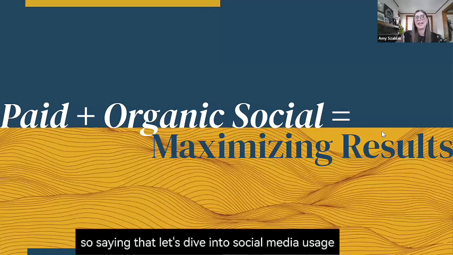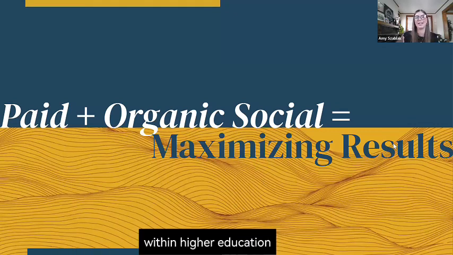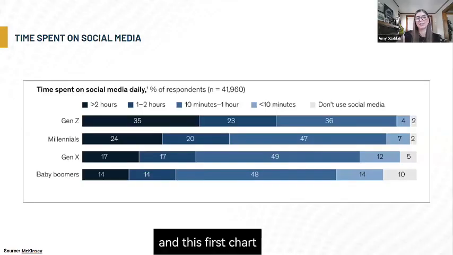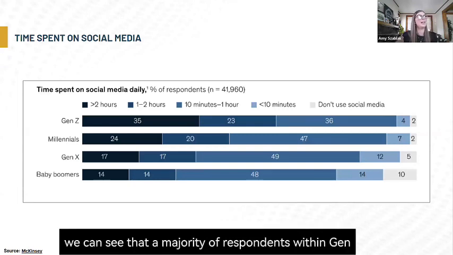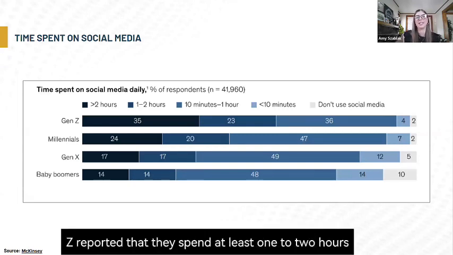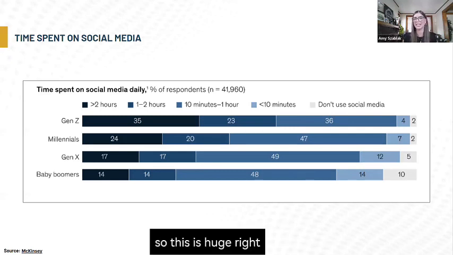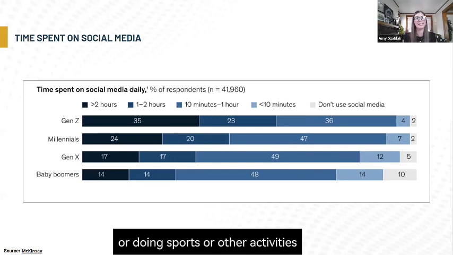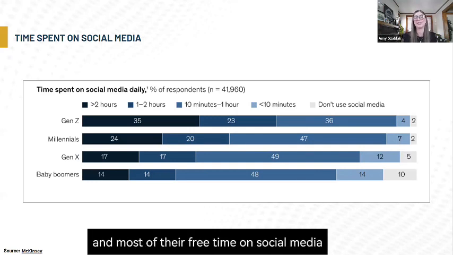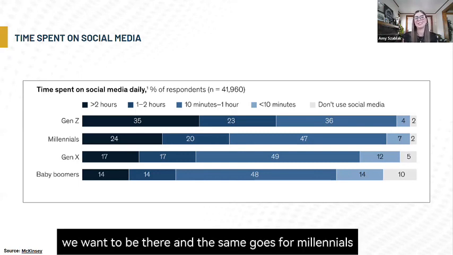So saying that, let's dive into social media usage amongst the audiences that we most commonly target within higher education. And this first chart really displays how much people are actually using social media. So we can see that a majority of respondents within Gen Z reported that they spend at least 1 to 2 hours, if not over 2 hours, on social media daily. And so this is huge, right? It means that when Gen Z isn't actively in school or doing sports or other activities, they're spending most of their time and most of their free time on social media. So saying that, if our target audience is there, we want to be there.